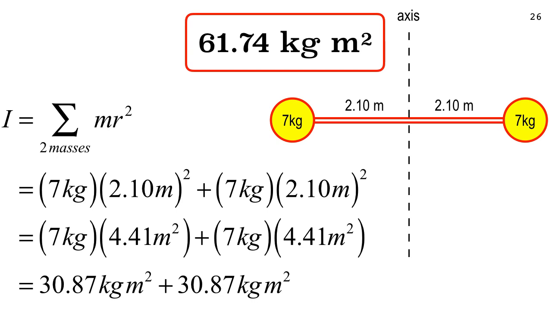So the angular speed times this, your RPMs times this, gives you the spin angular momentum for this barbell. It's an imaginary barbell, okay? So if it's spinning around this axis, the vertical symmetry axis, at some RPM level, like 2 RPMs or something like that, you multiply 2 RPMs times this 61.74, and you get the angular momentum.